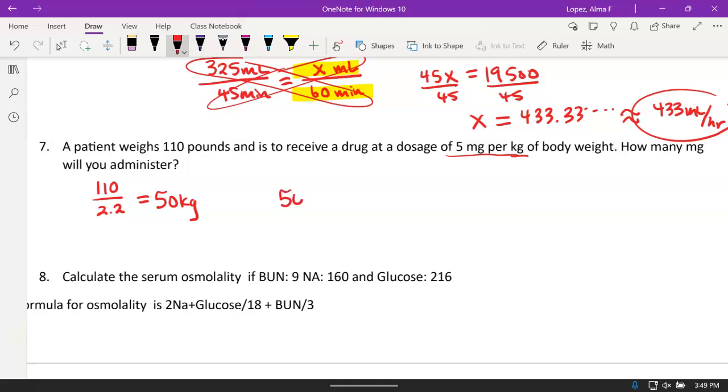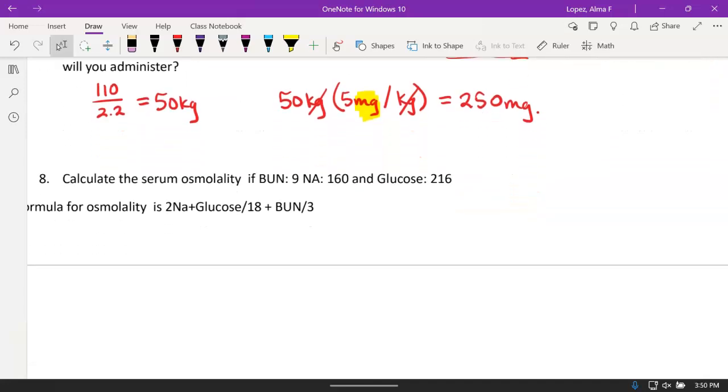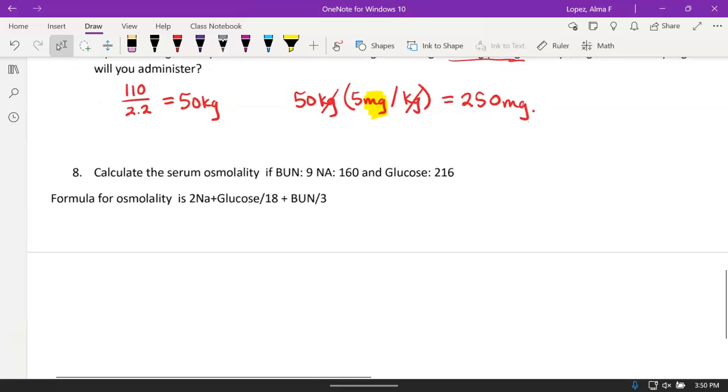Now, multiply their weight in kilograms times the dosage. It is 5 milligrams per kilogram. Notice when you do that product, the kilograms are going to cancel, and 50 times 5 is 250. And the unit, if you set it up with the units every time, will be built in. That is milligrams. And last one, we're going to manage to get it all in the first video. Don't forget there is one more video for the transition math also, which we're all responsible for.